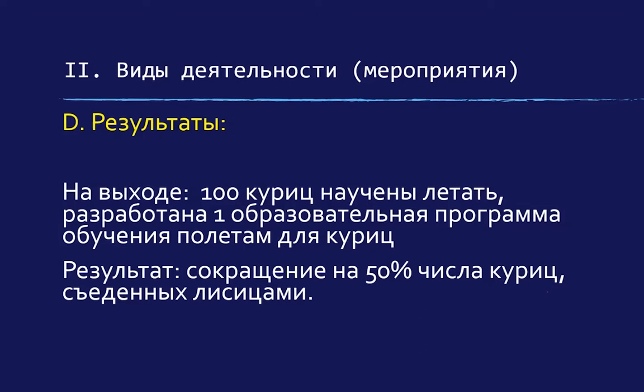So the outputs, and we use these terms a lot, and we'll see it again. Output is really what will you produce? This is a number, meaning how many training programs, the number of trainings. The outcome is the level of performance or achievement that occurred because of the activity. So in this particular case, my output is 100 chickens trained to fly, 1 chicken flying curriculum developed. The outcome, which is the level of performance, I'm predicting a 50% decrease in the number of reported chickens eaten by foxes.